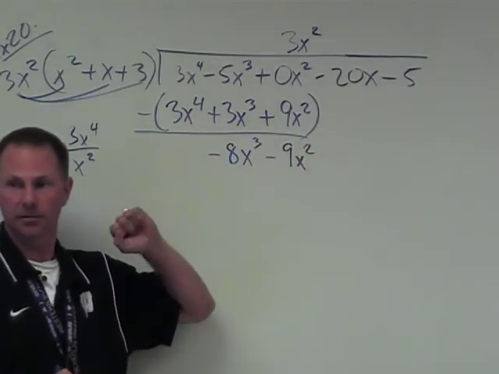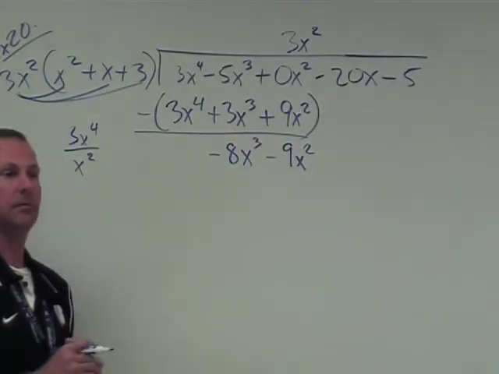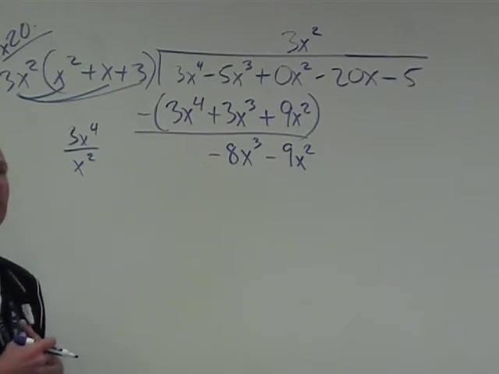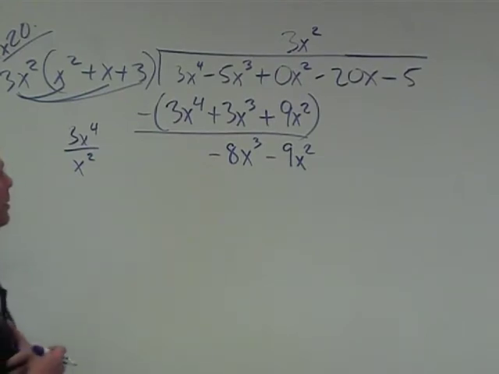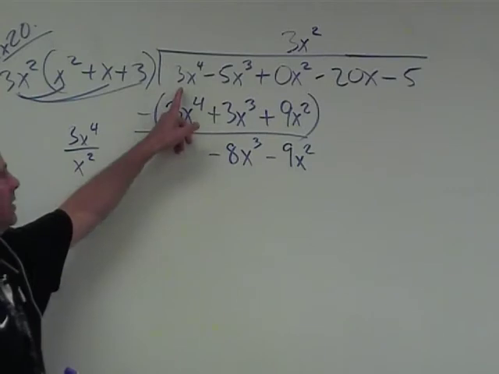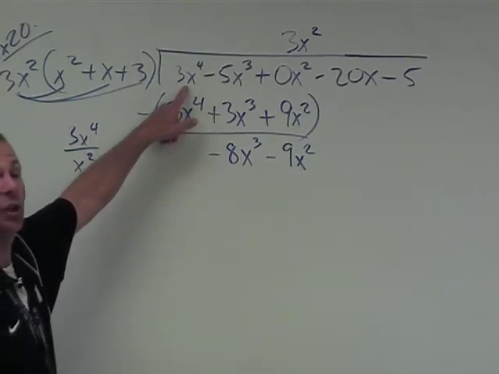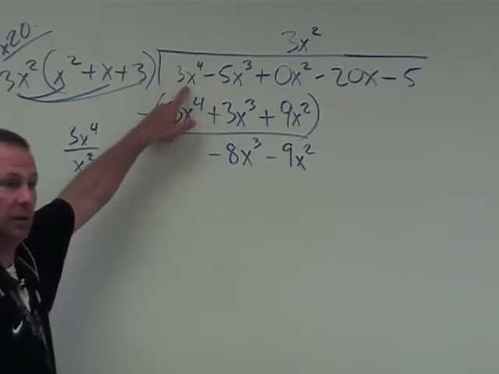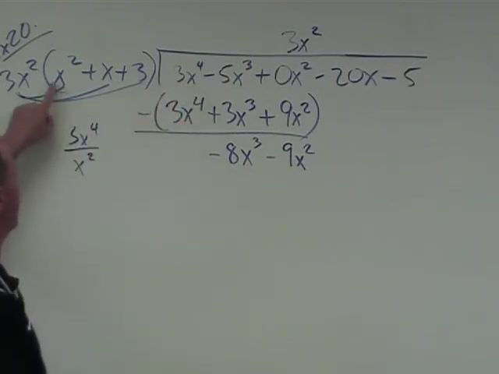Oh, okay. Okay, so how did you get 3x squared? I just don't understand how. You're gonna take this leading term, the 3x to the fourth, and you're gonna divide it by this leading term. Okay?